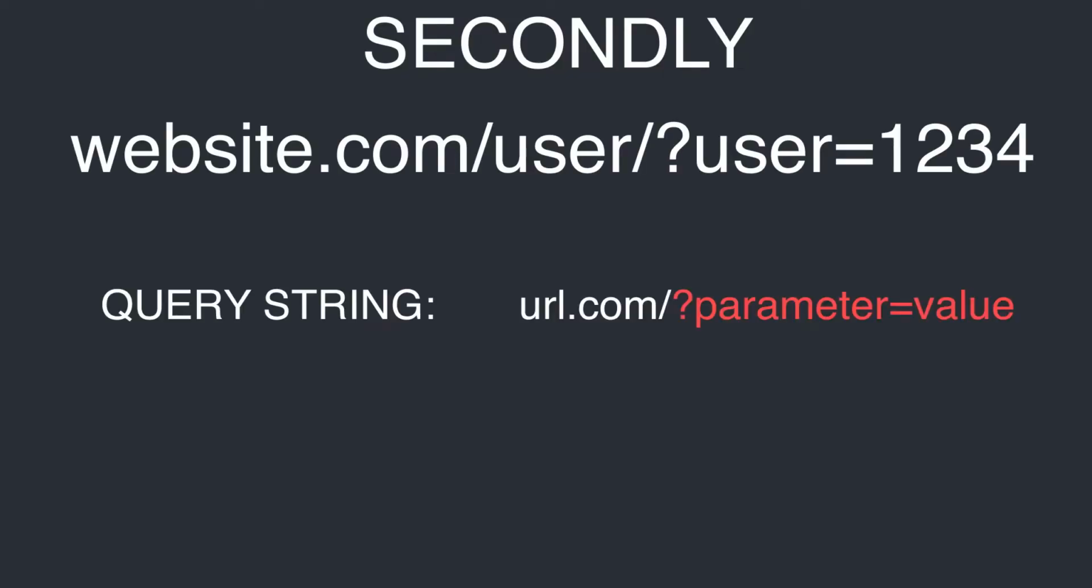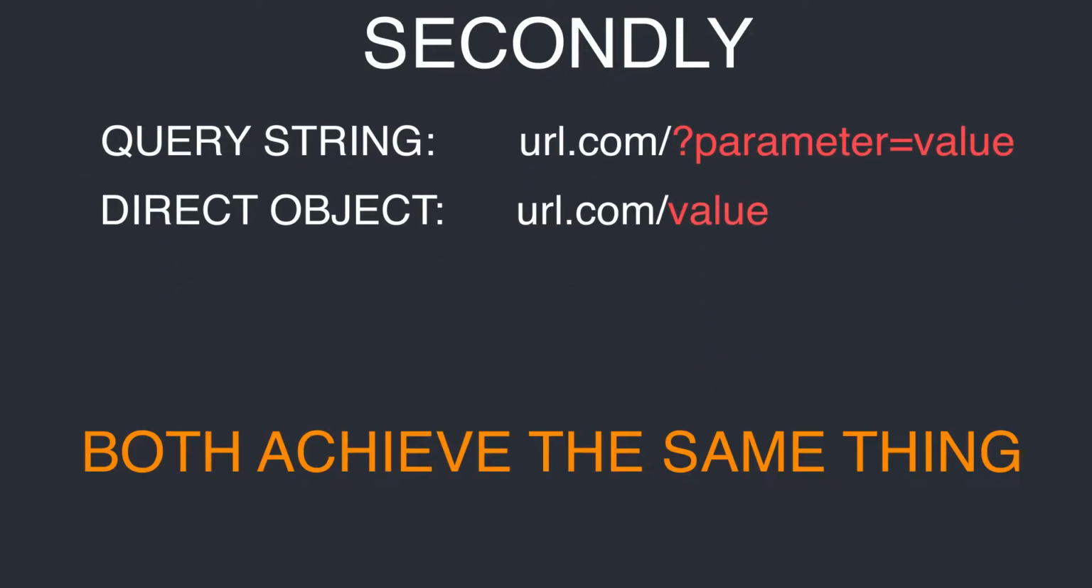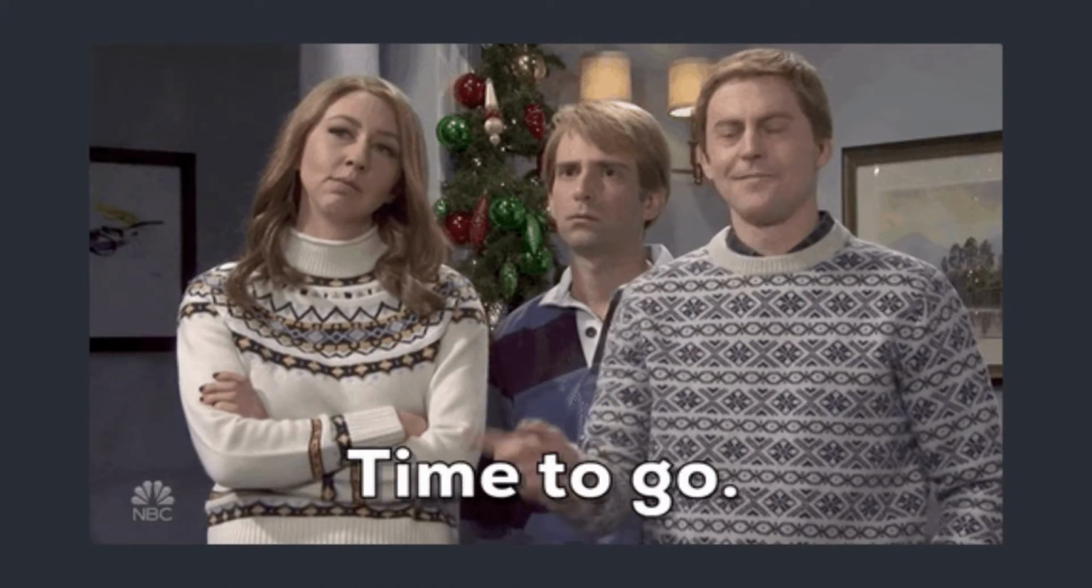The second thing I want to review real quick is that parameters in the URL can either be formatted as a query string or a direct object reference. Both of these methods can achieve the same effect, but the backend server you're requesting interprets both of these methods in different ways. So now that we know these two things, let's get into the module.